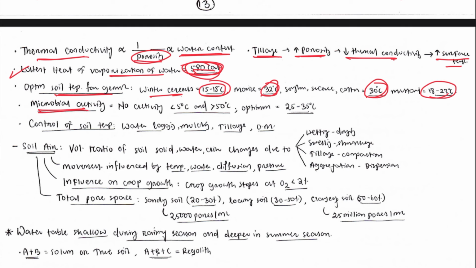Regarding the optimum temperature for microbial activity, there is no activity of microbes at less than 5 degrees Celsius or more than 50 degrees Celsius. The optimum is 25 to 35 degrees Celsius for microbial activity in the soil. We can control soil temperature by waterlogging, mulching, tillage, and adding organic matter.